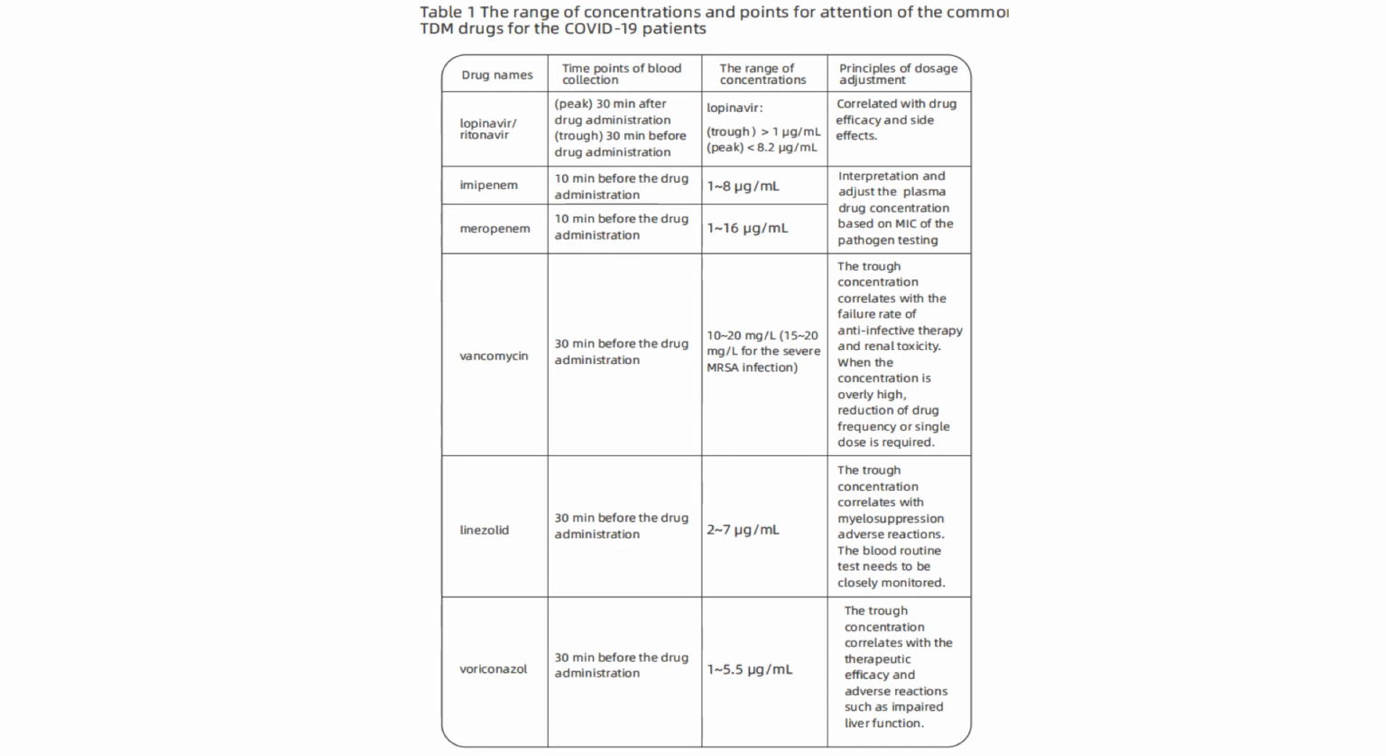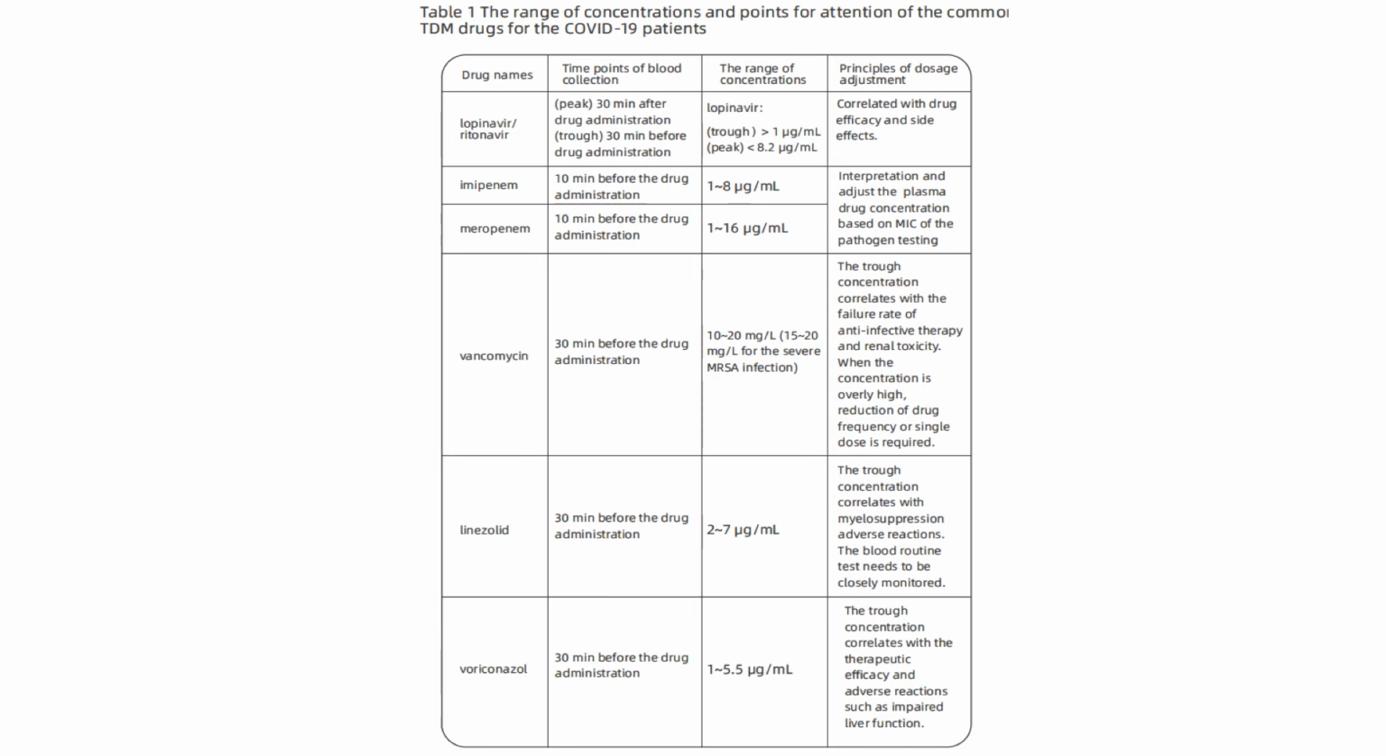So for lopinavir and ritonavir, you take the blood to measure the peak levels 30 minutes after drug administration, and to measure the trough levels 30 minutes before drug administration. And for lopinavir, the range of concentration should be: trough greater than 1 microgram per milliliter and peak less than 8.2 micrograms per milliliter. And the principles of dosage adjustment is correlated with drug efficacy and side effects.